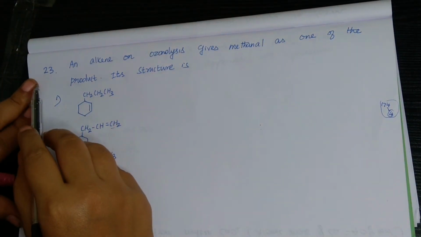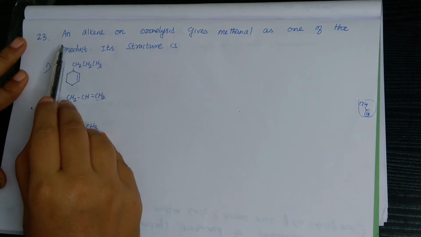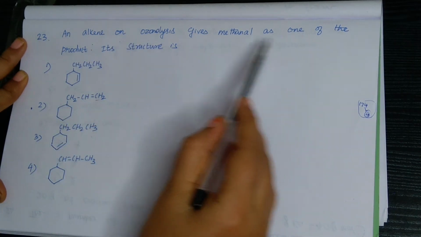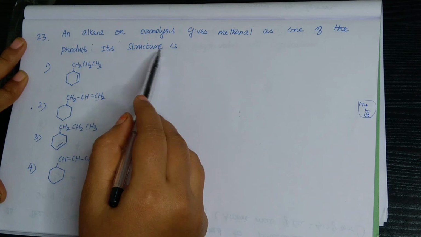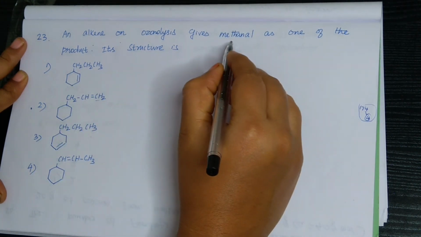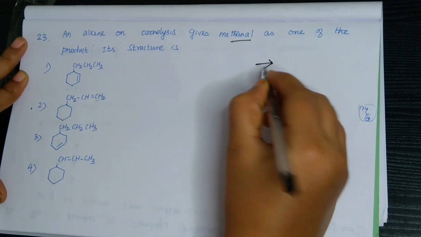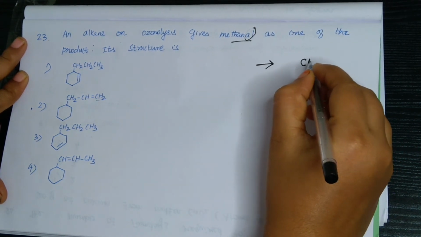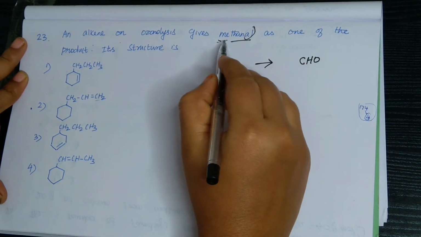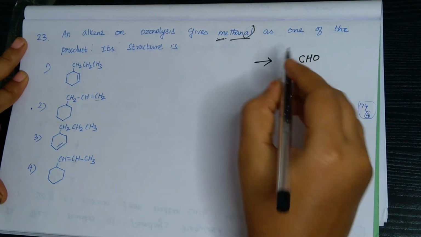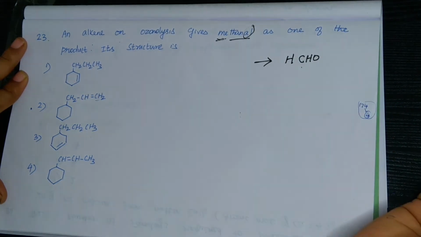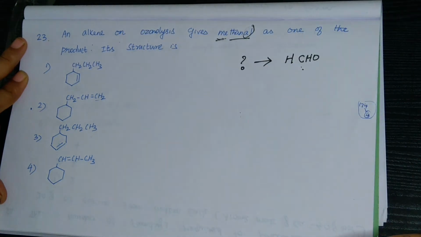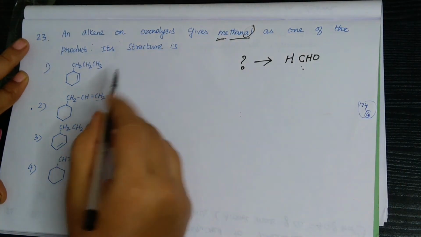Then 23rd question. An alkene on ozonolysis gives methanal as one of the products. Its structure is given. So they have given the product. What is it? Al means it is an aldehyde. So CHO. It means it should be only one carbon. So only one carbon. The methanal is formaldehyde. This is the product given. And what is the reactant? They are asking.